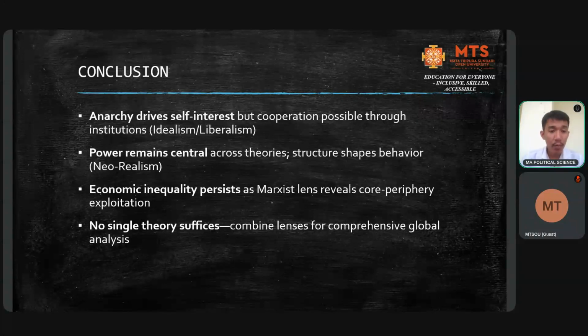In neorealism, they say that power is the more important factor. Every country is trying to be more and more powerful day by day. So the structure shapes behavior. Your geography and your resources determine your action. According to Marxists, there is economic inequality: the rich are getting richer, the poor are getting poorer. The rich countries are always exploiting the poor countries. These things are always there.